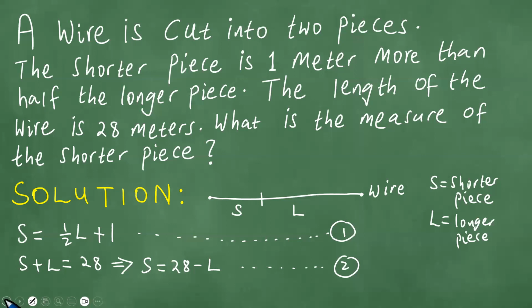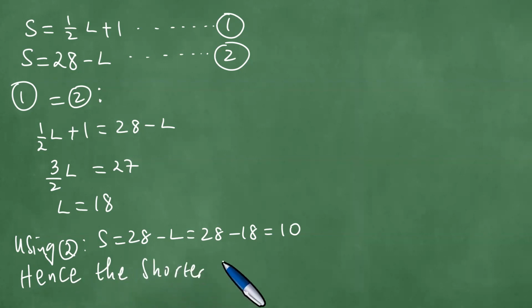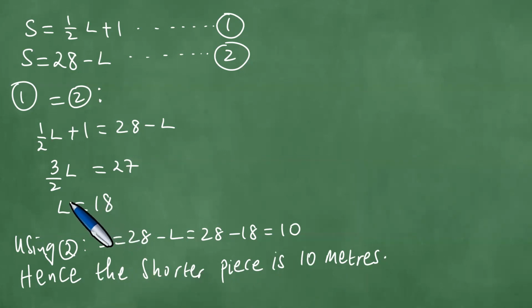Looking at the question, what is the measure of the shorter piece? Hence, the shorter piece is 10 meters. Right, the shorter piece is 10 meters, and that is what they wanted us to determine. And obviously, this one here is the longer piece.